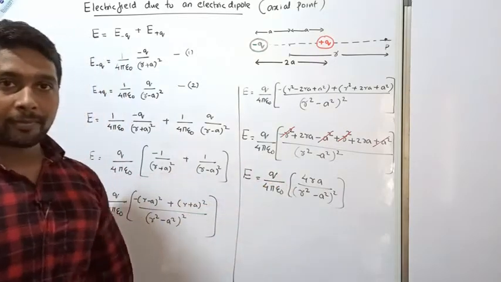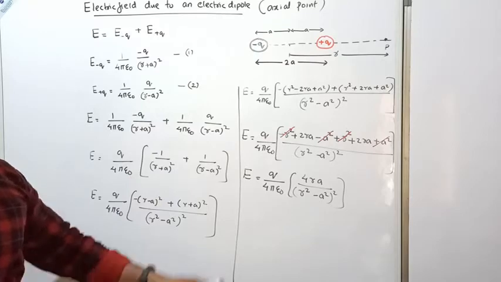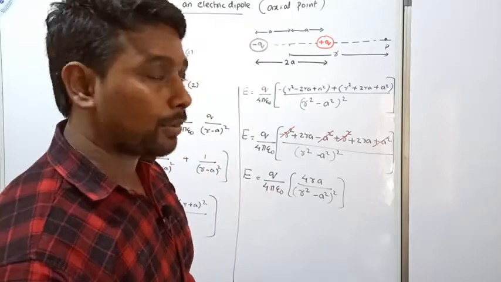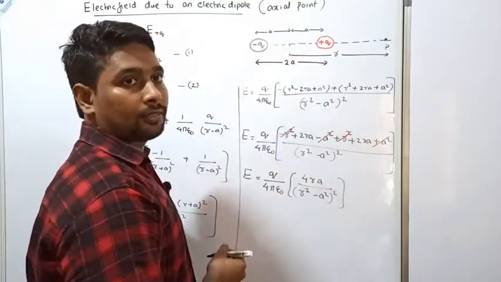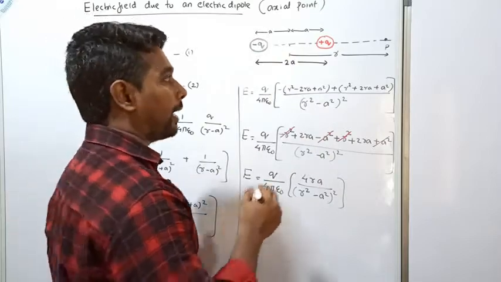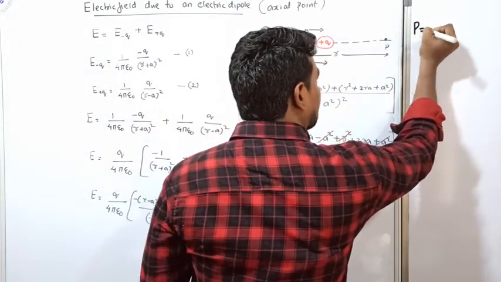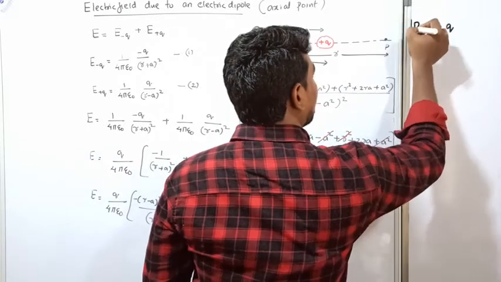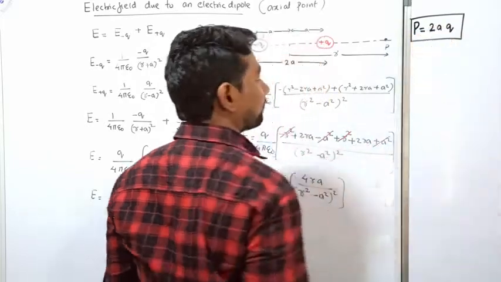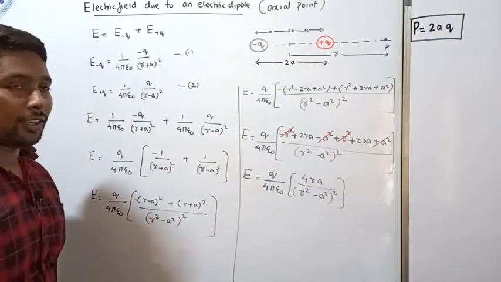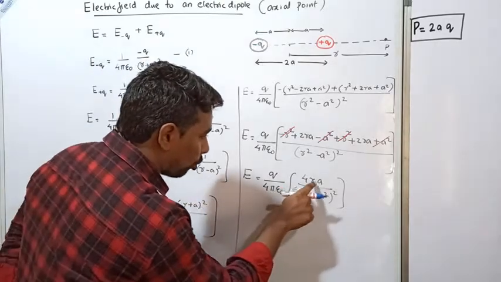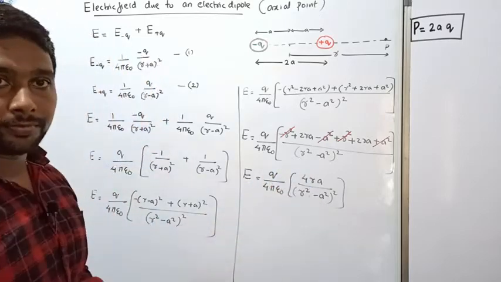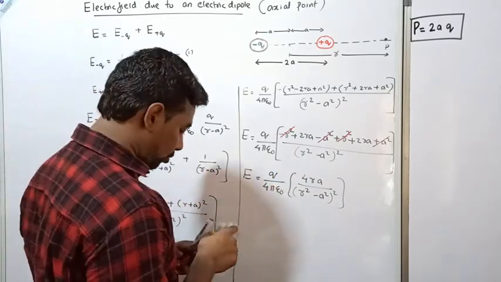Look at this term. Already we know that if there is an electric dipole, there will be a dipole moment. How will you write the equation for dipole moment? For this dipole, minus q and plus q form a dipole, right? Dipole moment is the product of distance and magnitude of the charge. That means here p is equal to 2aq. Here we have 4aq, right? You can write this 4 as 2 times 2.